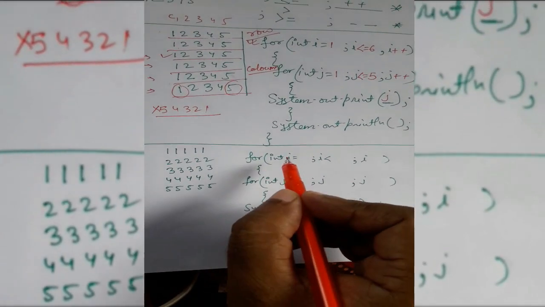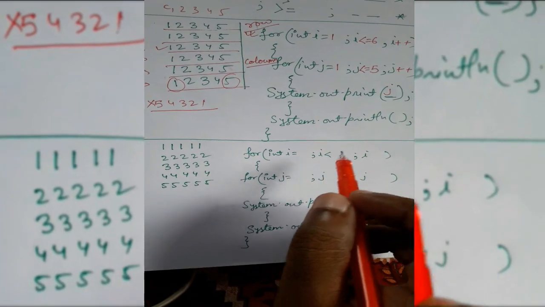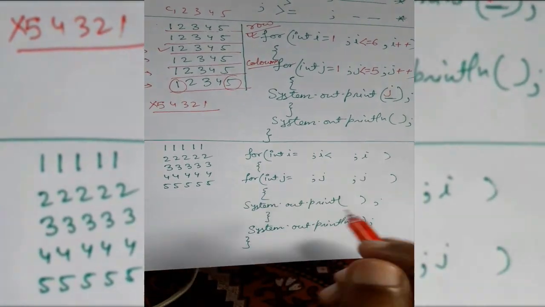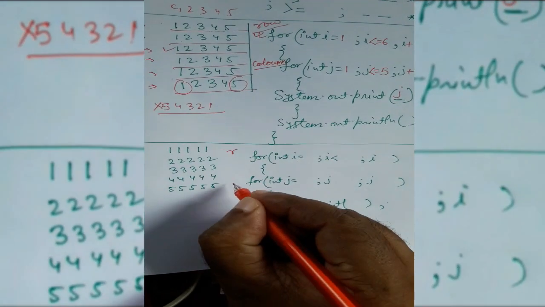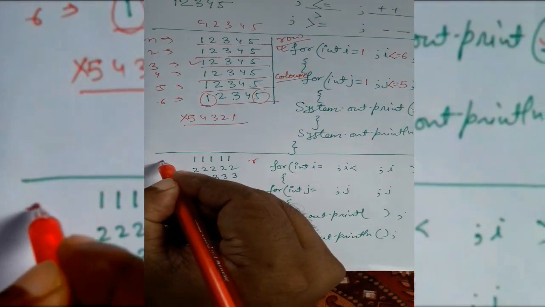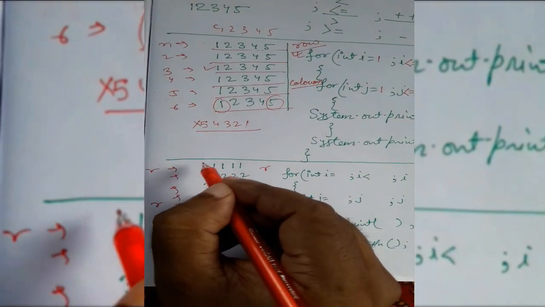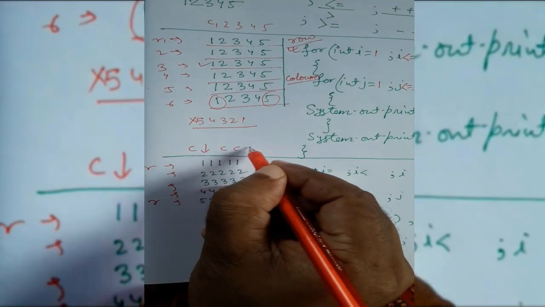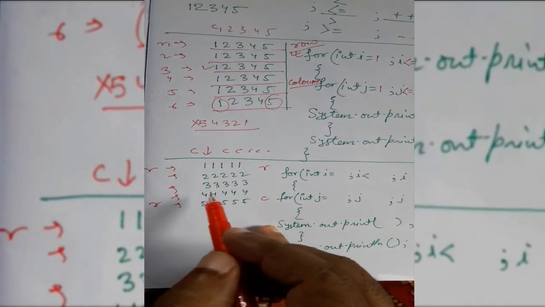Now again we don't know what I equals to, or whether it is less than or greater than. Now you see, first I told you it is for rows, and the other is for columns. Here these are rows, and these are columns. So how many rows are there? 1 2 3 4 5.